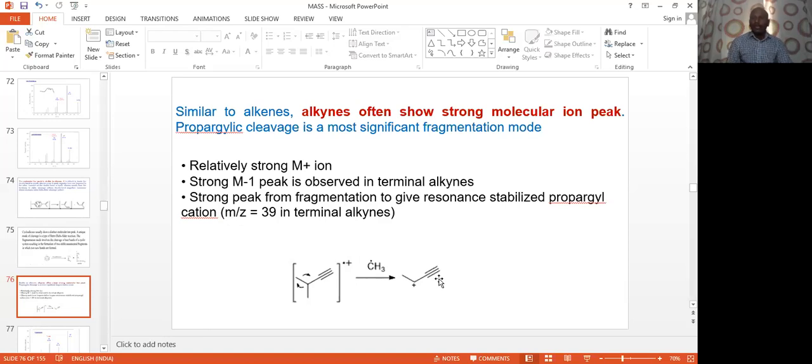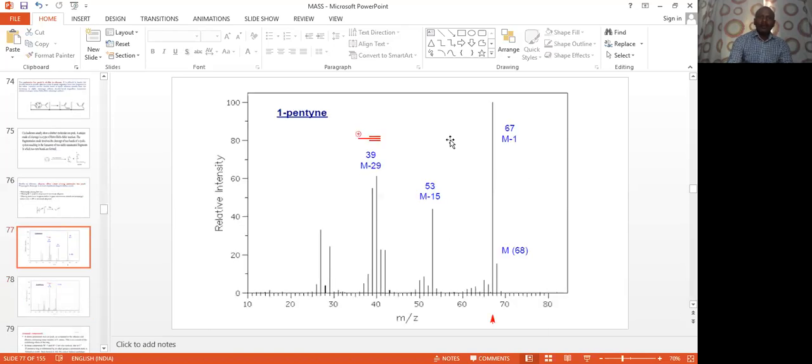This propargyl cation you will get in the alkynes. That is the most abundantly available fragment for alkynes. So this is 1-pentyne. You can draw the structure of 1-pentyne and find out here that M minus 1 is a very prominent peak.